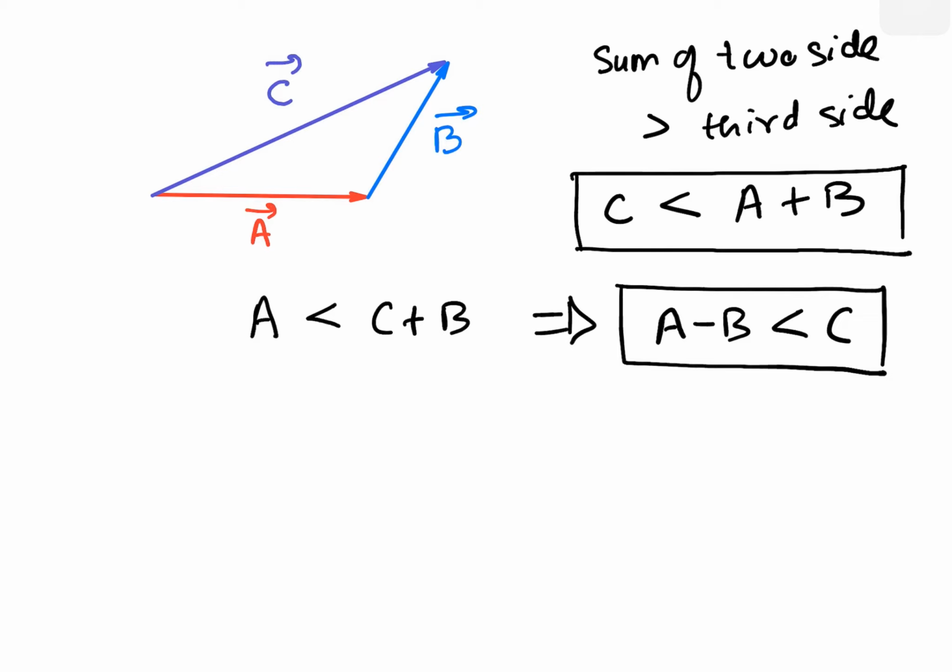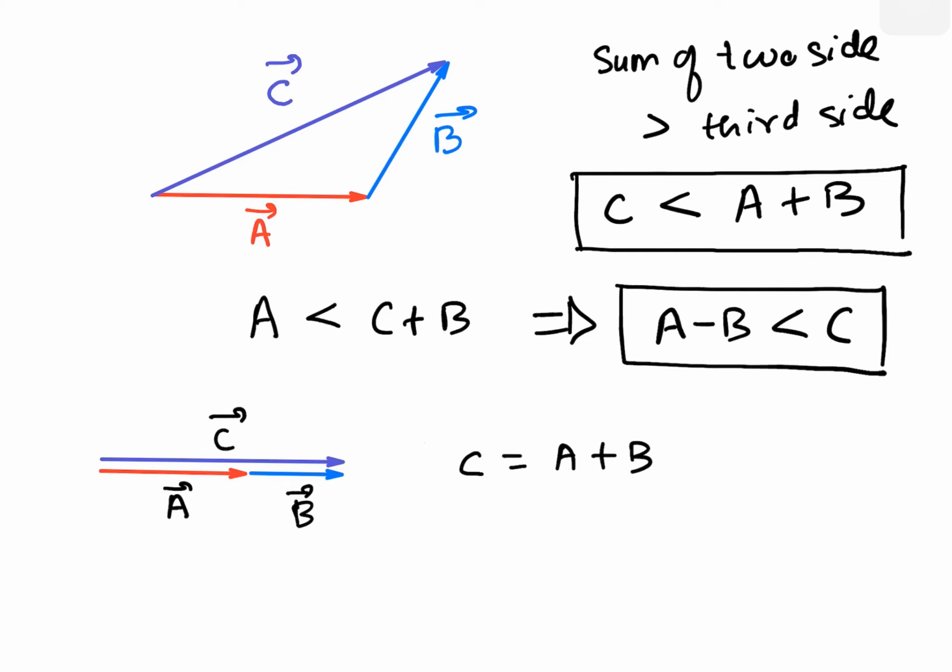Now let's redraw the vector A. This is vector A and this is vector B. Then C vector will be drawn like this. So this is the vector C. And as you can see now, C is equal to A plus B in magnitude. And the angle theta over here is equal to 0. Theta is the angle between A and B and it is 0. So A vector and B vector are in the same direction.